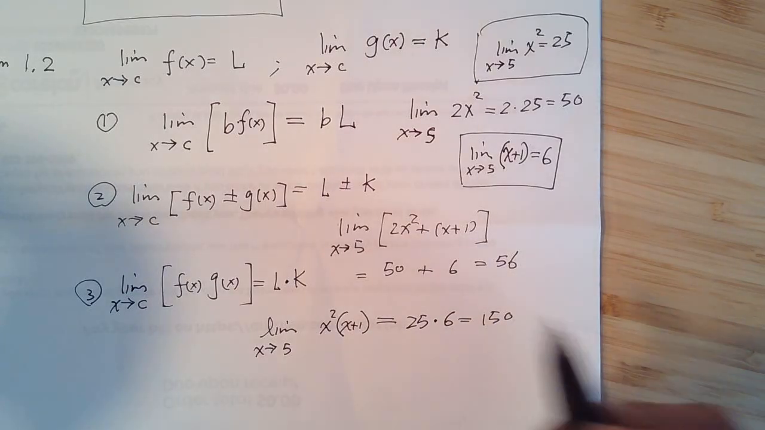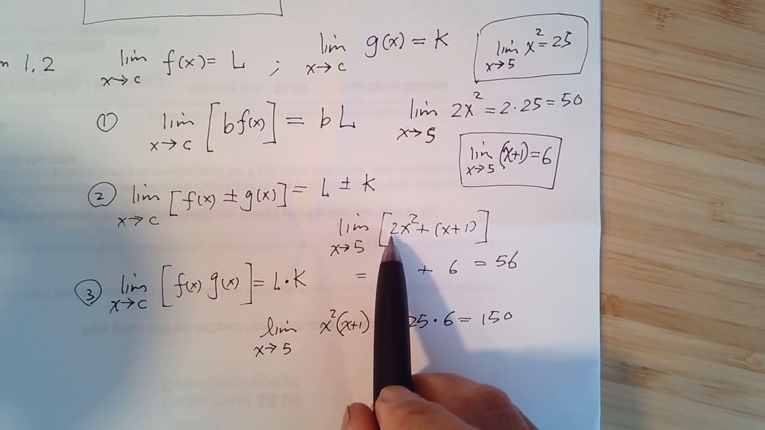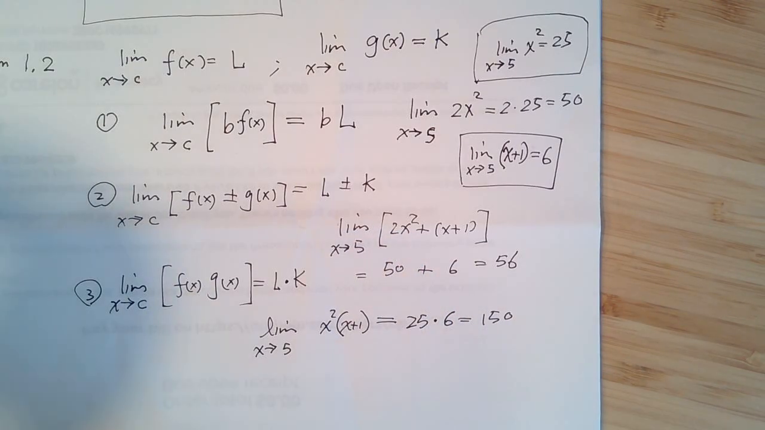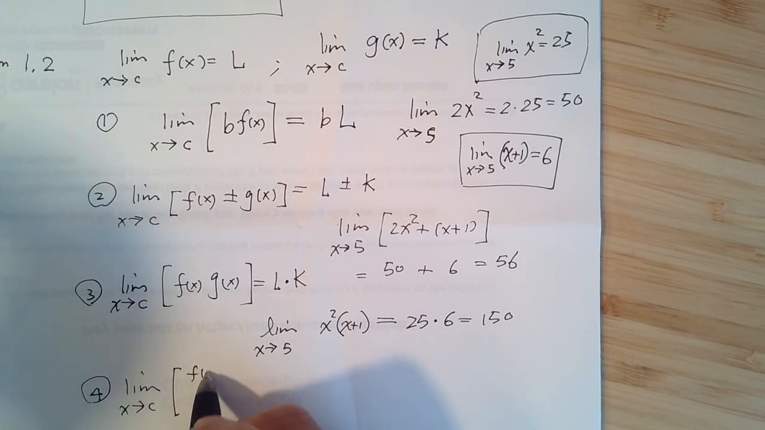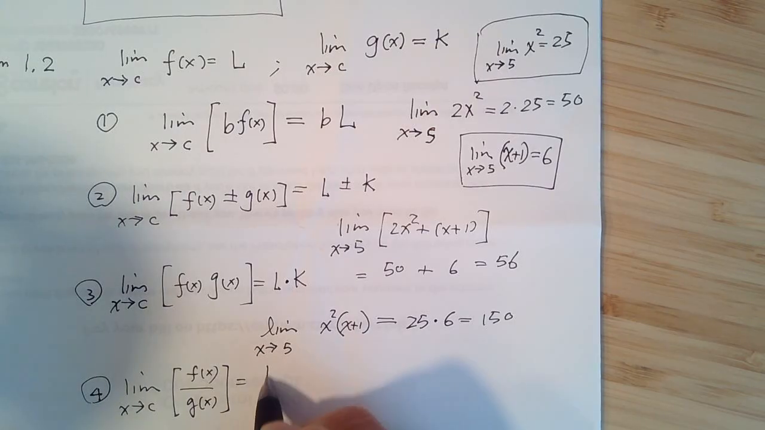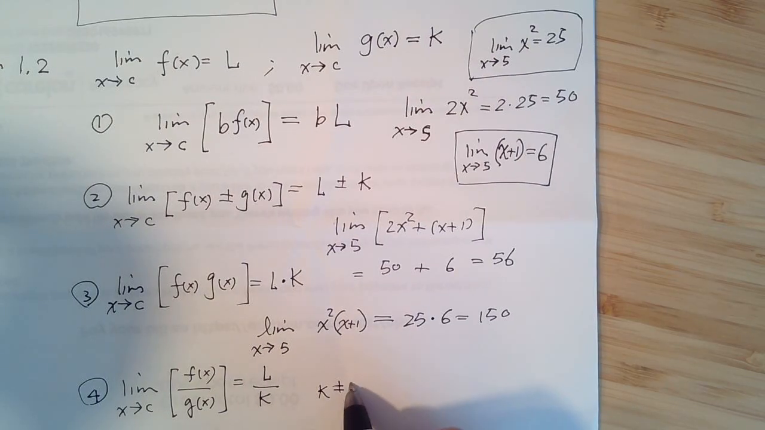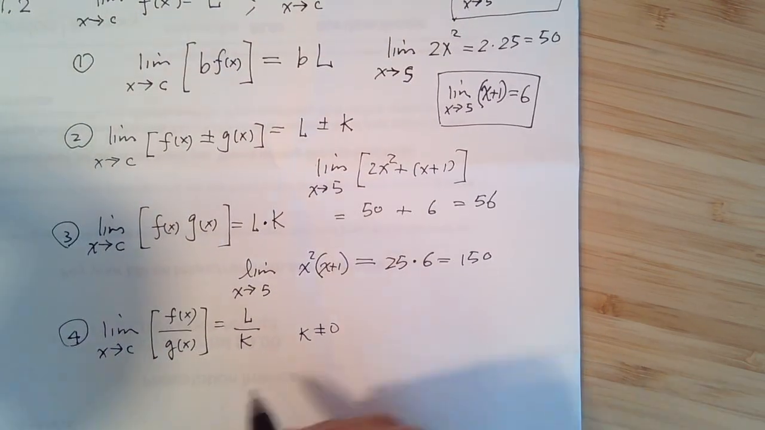Here I put a 2x, so I already doubled that. Anyway, that's number 3. And then number 4: the limit as x approaches c of f over g will be just L over K. In this case, K cannot be 0.